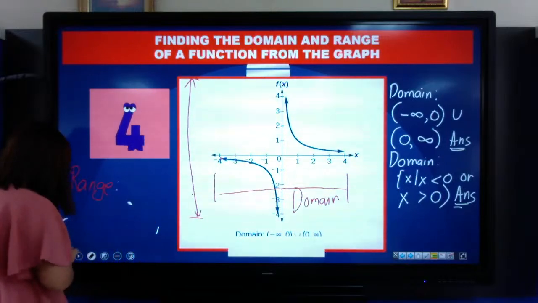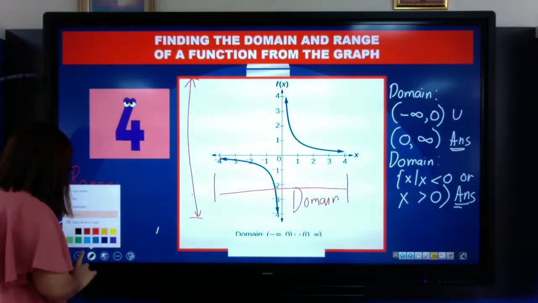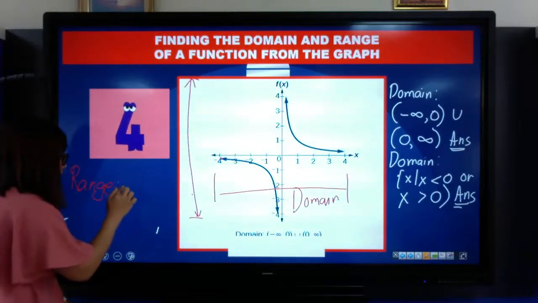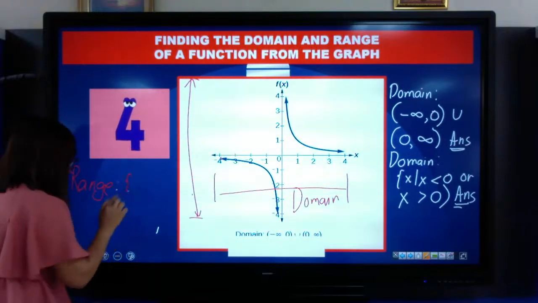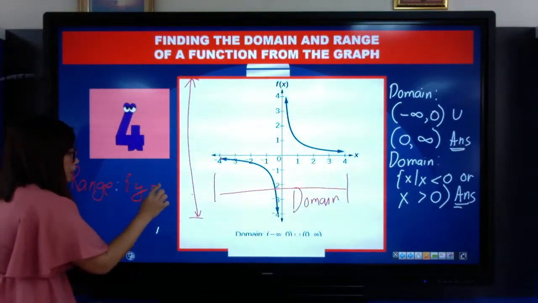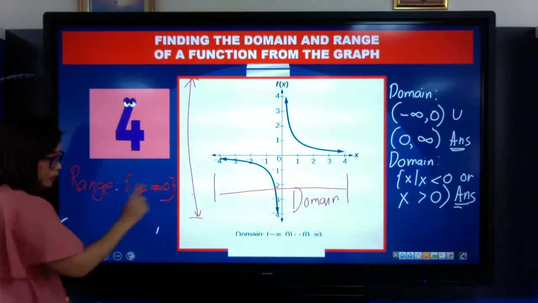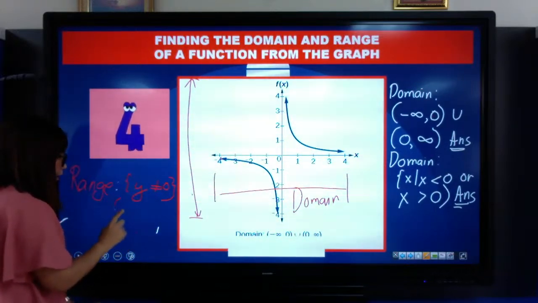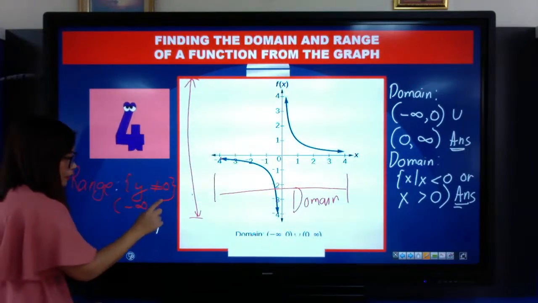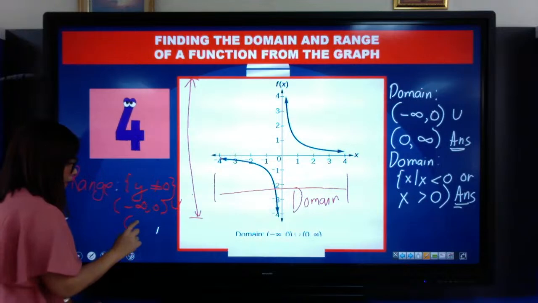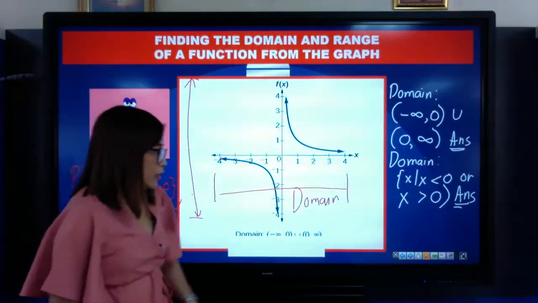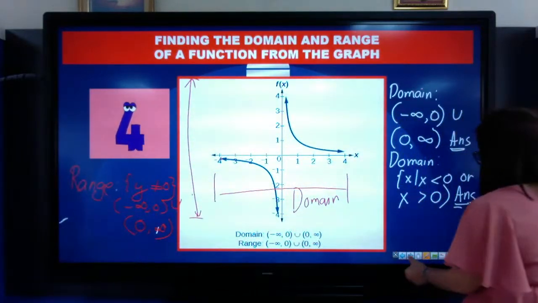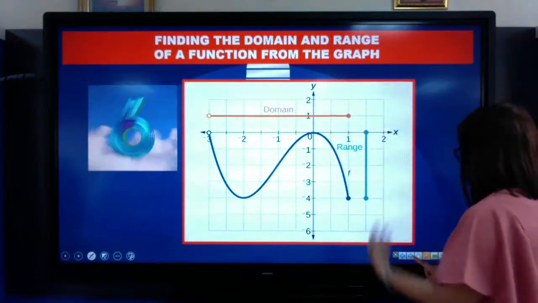I don't have space, so there is not only one way of writing the answer, so maybe this one is easier. So any real number except 0, or you can just write y is not equal to 0. Any real number except 0, or you can have negative infinity, 0, union, open, 0, infinity, open interval. Okay, we need to go to the next because I give you the homework. This is skip. We will study more in our class.